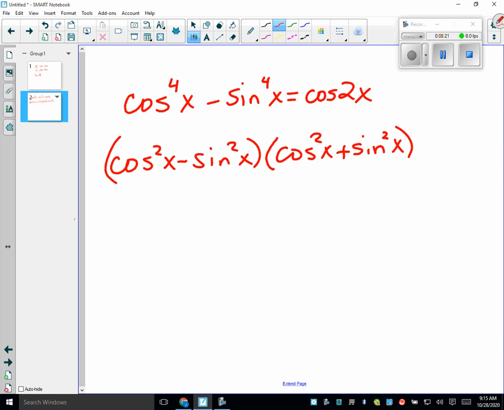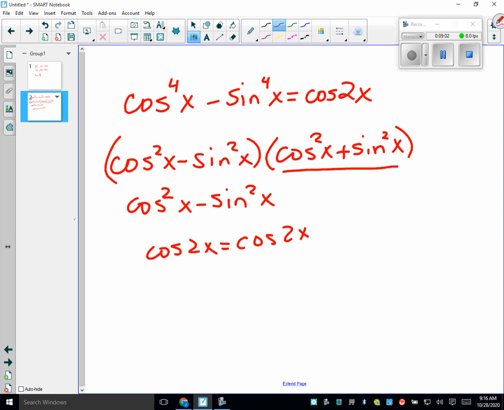So you need to get rid of the cosines. I need to get rid of this. Any idea how? And so what is that equal to? Isn't this just 1? So really all I have is cosine squared x minus sine squared x. Don't I? What is cosine squared minus sine squared? Cosine 2x. So does cosine 2x equal cosine 2x?